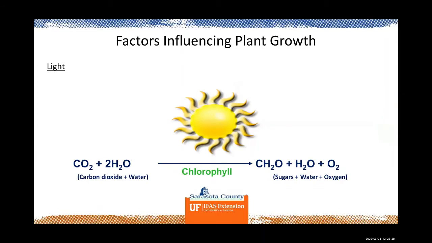If there is low light, because plants require light to photosynthesize, if there's low light or foggy conditions, you will have lower photosynthetic rates, and so your herbicide might not work as well.